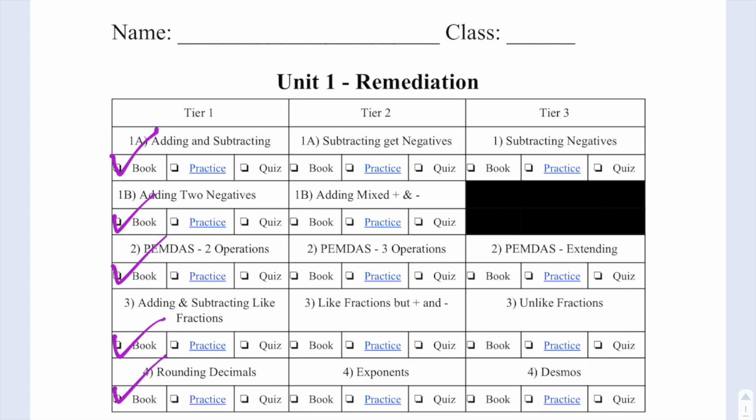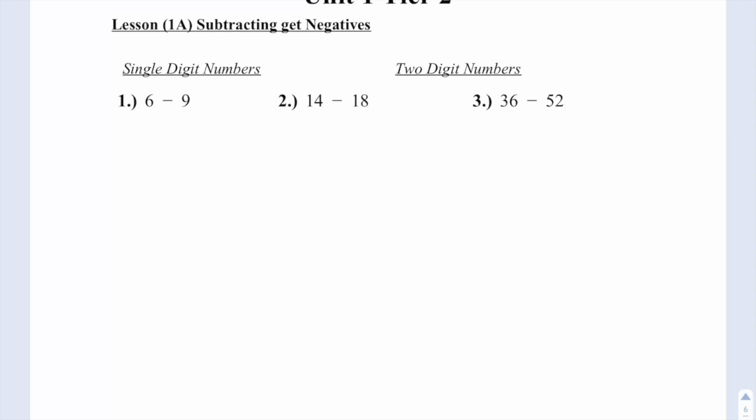We're doing now Tier 2, Lesson 1a, subtracting and getting a negative. So let's check off our booklet. Here we are in Unit 1, Tier 2, Lesson 1a, subtracting, getting negatives. So let's start with our single digit issues here.